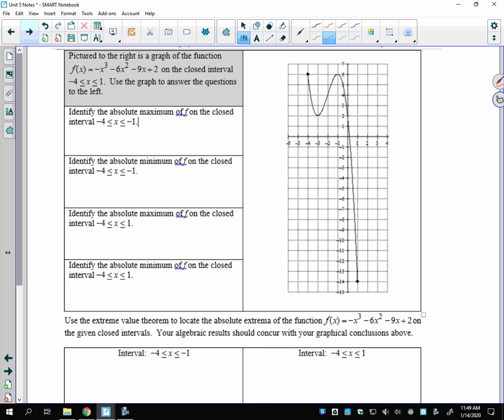Identify the absolute max or min from -4 to -1. So -4 to -1 is this whole graph. We can look at the graph and see the maximum is the highest point on the graph, which happens to be at 2 places again, right? That's going to be at -4, 6, and also at -1, 6. And the absolute minimum, the absolute lowest point on that graph, is this endpoint right here at 1, -14.